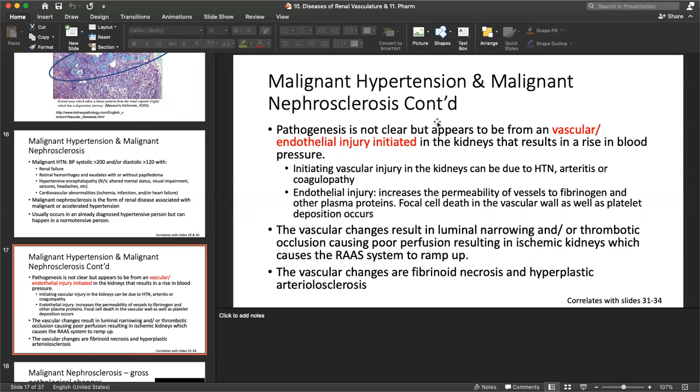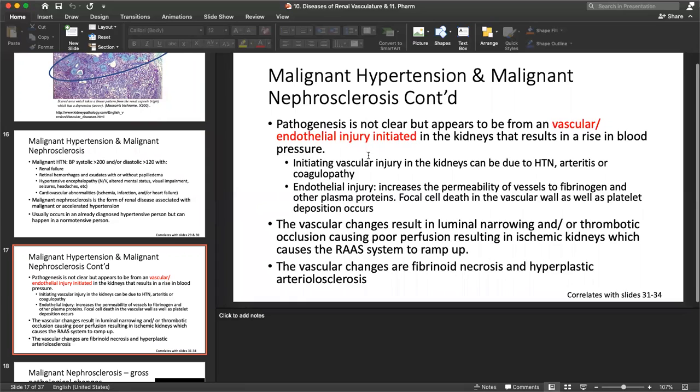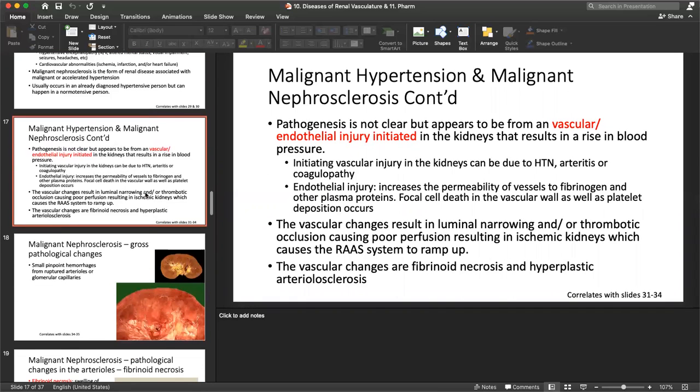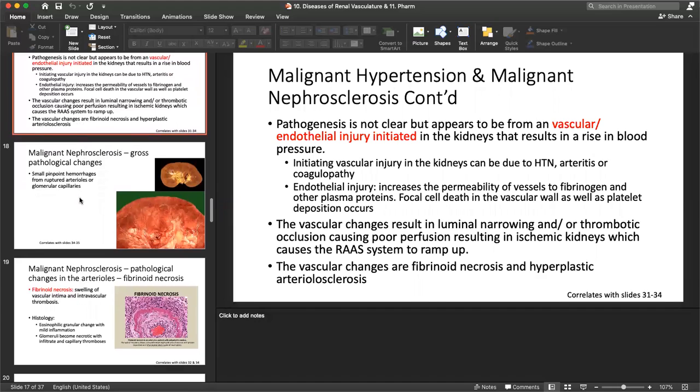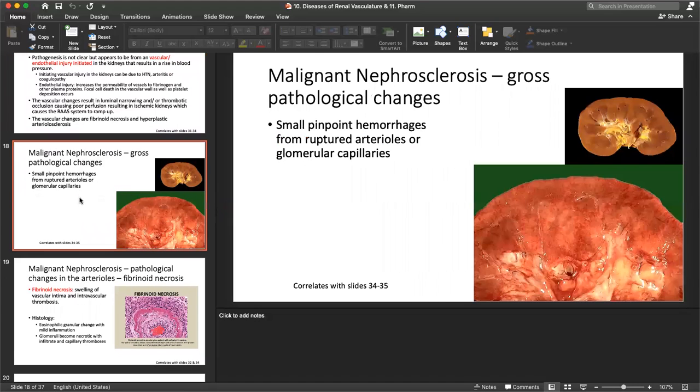So the pathogenesis is not super clear, but it's probably from vascular endothelial injury. And the changes result in a luminal narrowing or thrombotic occlusion, causing that poor perfusion, resulting in ischemic kidneys, causing the RAS system to increase. Let's look at this. We've got small pinpoint hemorrhages. So if you get up close to this picture, you can see all these little red lines, little hemorrhages everywhere.